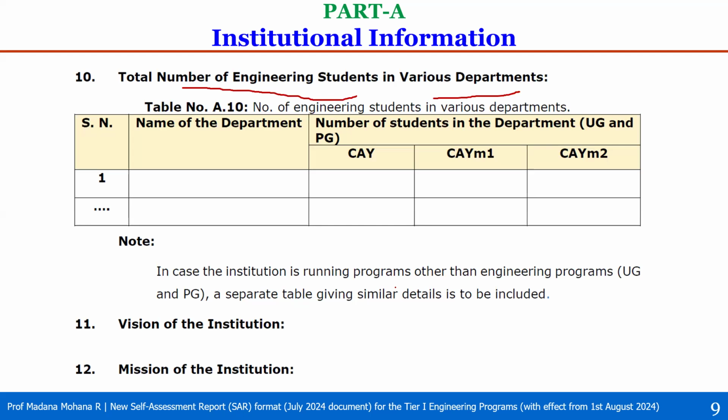Suppose in case of institution running programs other than engineering program, that is UG PG, we have to give a separate table similar to A10 format, separate table other than engineering UG PG. Then the next parameter 11th, we have to provide vision of the institution. Then 12th one, mission of the institution.